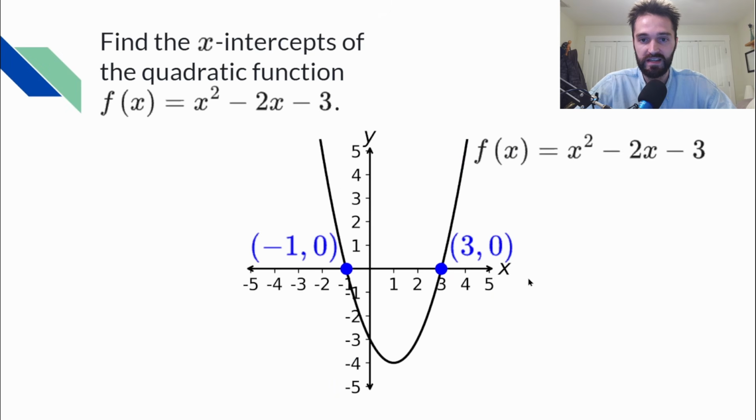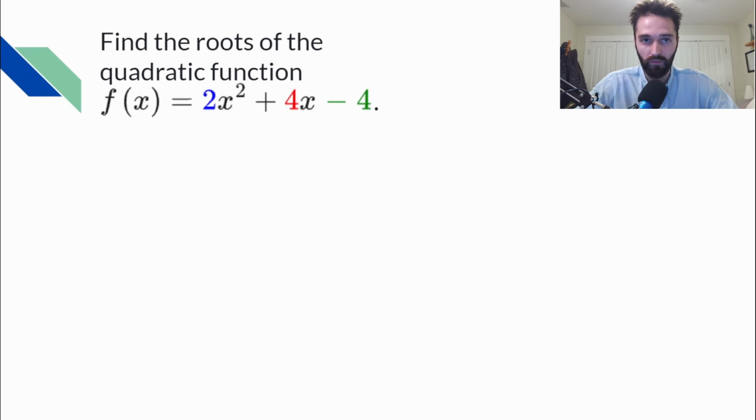And we can visualize these here like this, right? Here's the curve f of x equals x squared minus 2x minus 3, and we can see that it crosses the x-axis in 2 distinct locations. Okay, so this is a case 3. Let's look at one more problem.